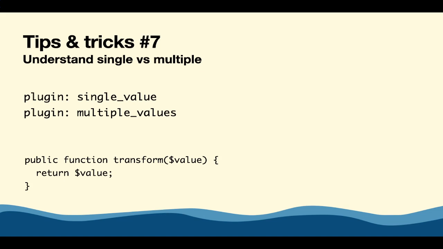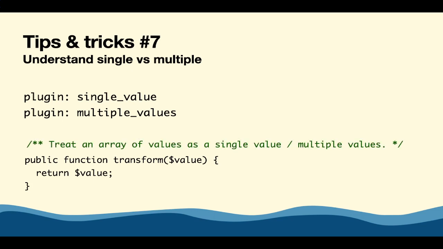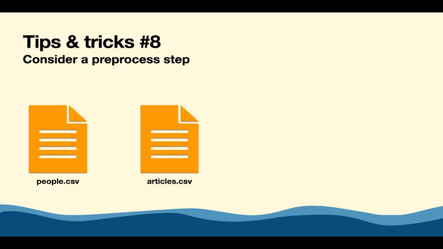Now, Drupal normally knows which one of these to pick and how to treat the data, but it can get it wrong. These plugins don't actually change the data, but they operate as a hint to the next plugin: you should be treating this data that happens to be an array as a single value, or you should be treating this data as multiple values. And one more.